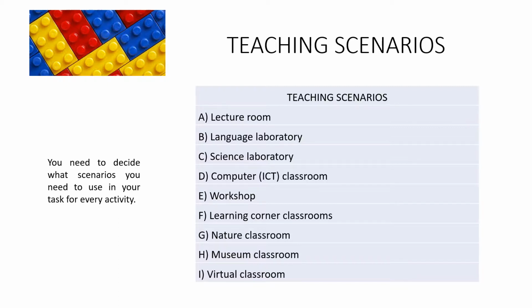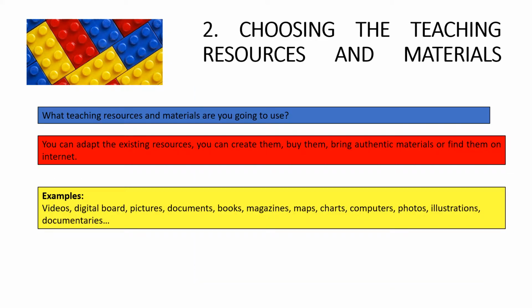The second thing we need to consider is choosing the teaching resources and materials. What teaching resources and materials are you going to use? You can adapt existing resources, you can create them, you can buy them, you can bring authentic materials or find them on the internet. Examples of this would be videos, digital board, pictures, documents, books, magazines, maps, charts, computers, photos, illustrations, documentaries, etc.